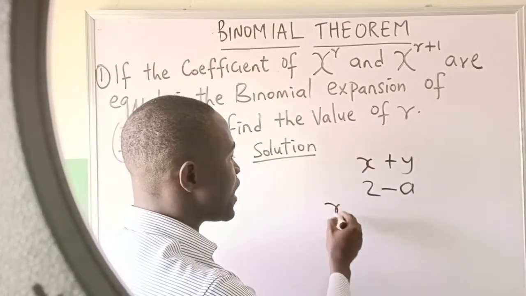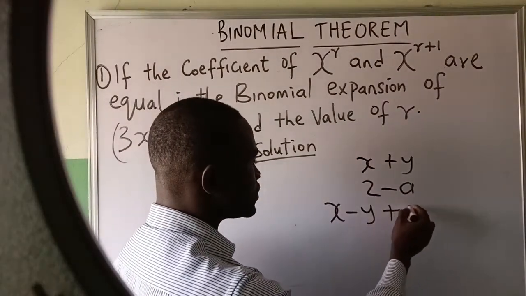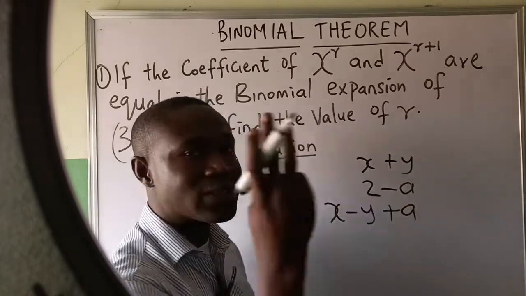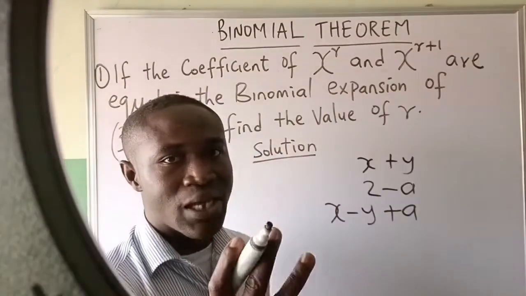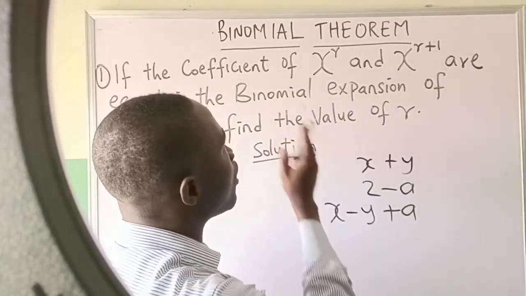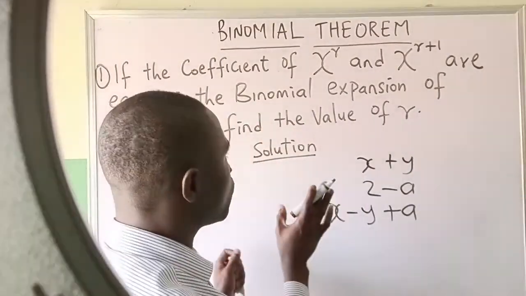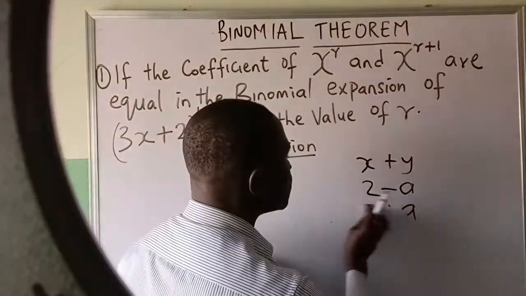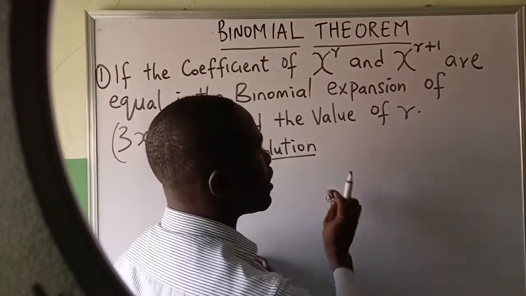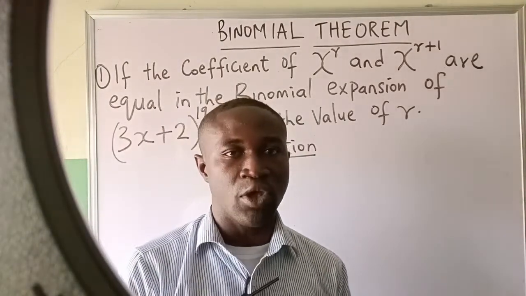If you have x minus y plus a, this means three terms. That is 1, 2, 3. Three terms. That is trinomial, no longer binomial. But in this question, we want to concentrate on binomial. Now, in solving questions on binomial, two principles can be used.